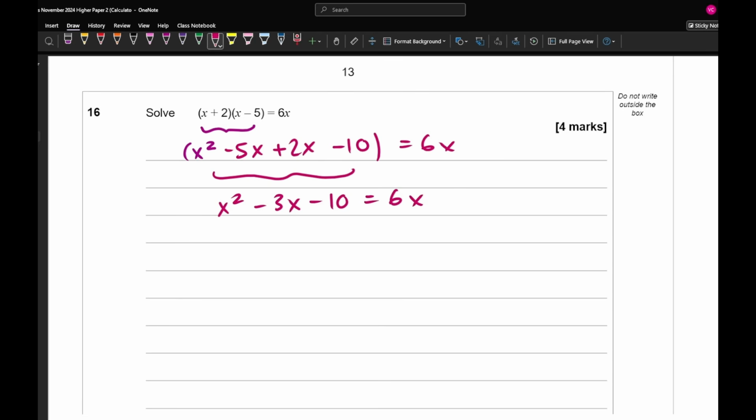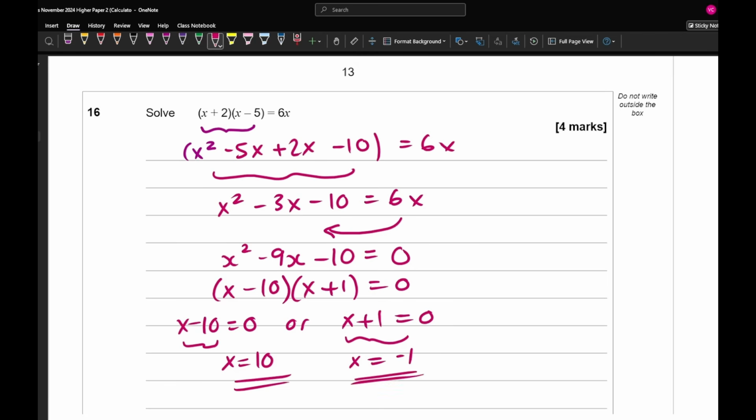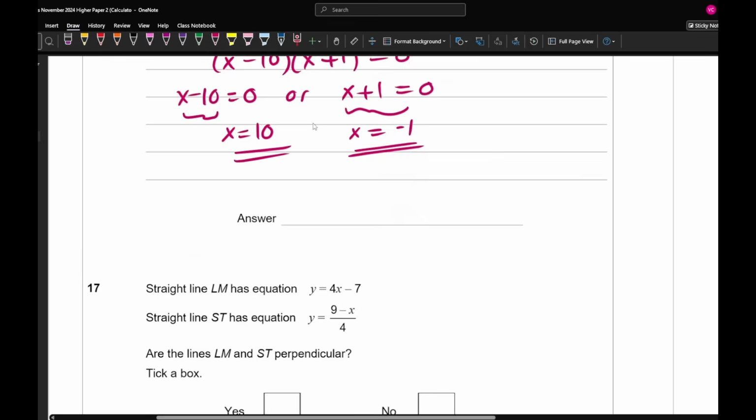Then to solve a quadratic, you always want to make sure it's equal to 0. So if I take the 6x over to the other side, I end up with x squared minus 9x minus 10 equals 0. From this, I then want to factorize. So I get x minus 10 and x plus 1 equals 0. Therefore x minus 10 equals 0, or x plus 1 equals 0. For this to equal 0, x must equal 10, and for this to equal 0, x must equal minus 1. So there are my two solutions to this quadratic.